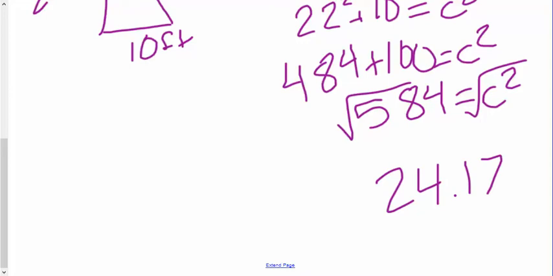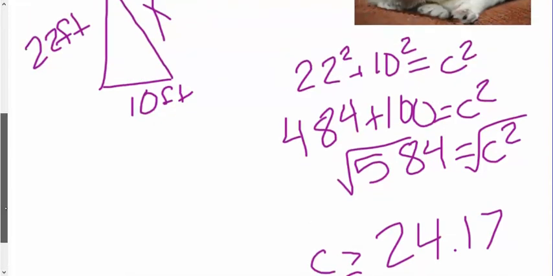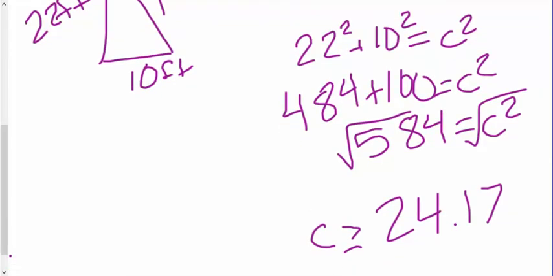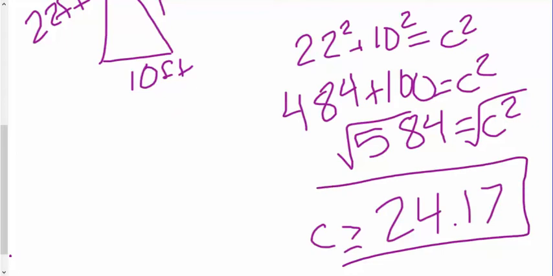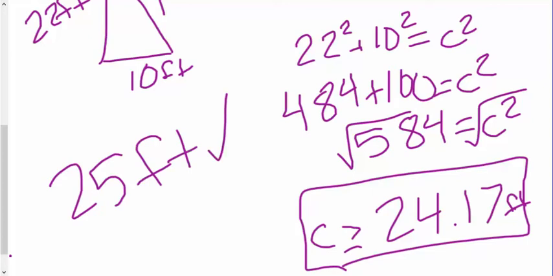But that's just kind of the bare minimum. In fact, we have that c just has to be greater than or equal to that. It has to be less than, obviously, 32 feet. Otherwise, that would be too long. But as long as it's longer than 24.17 feet, we're good. So 25 feet would work.